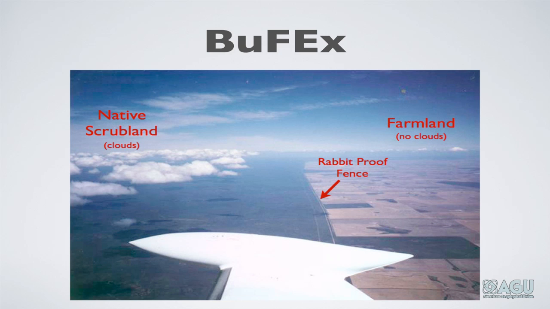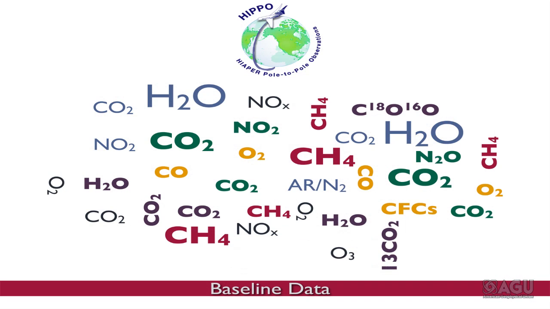But the study found out that there really is a disruption in the atmosphere above the farmland versus over the native scrubland. So there was actually a natural process taking place there. So they were not allowed to push the fence out and farm on the other side of the fence. Here's just another picture of one of the aircraft that was taking measurements, and you can clearly see the line of scrubland versus the farmland. And back to HIPPO, the Hyper Pole-to-Pole Observations Field Campaign.